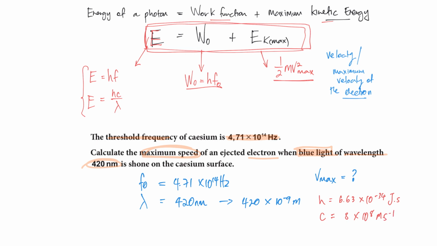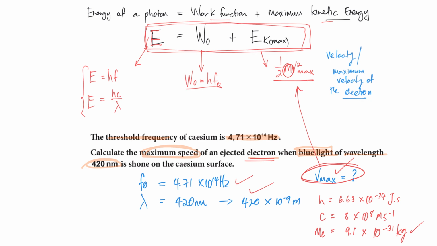Now, if they want Vmax, Vmax belongs to EK. EK has mass, and we're looking at an electron, so the best thing to do is use the mass of an electron. They give that to you. You'll find it on your formula sheet. The mass of an electron is 9.1 times 10 to the power of negative 31 kilograms. So you've got the mass, and you're looking for Vmax. And this is the other information that we do have.